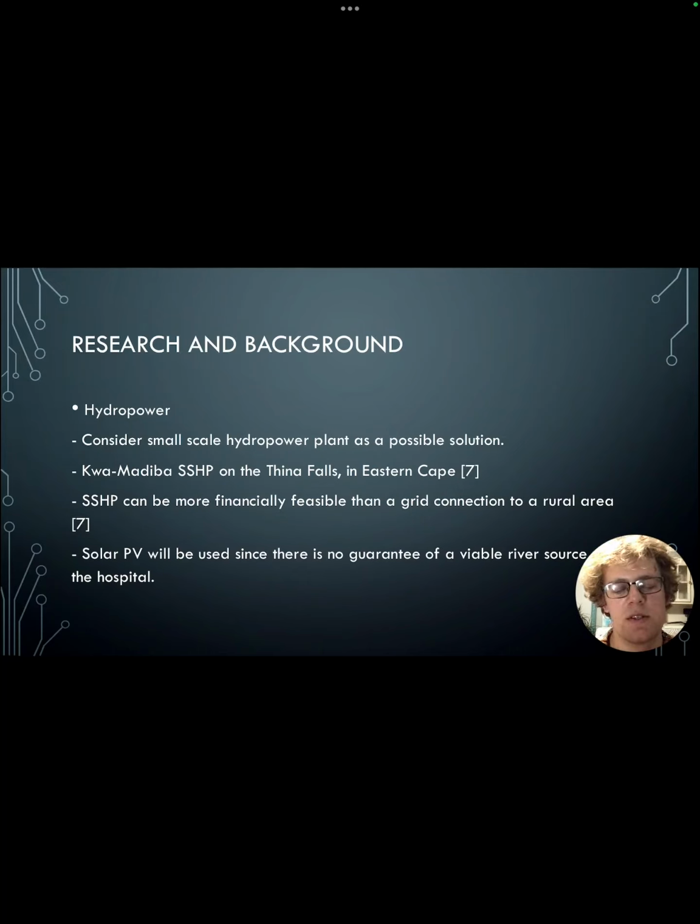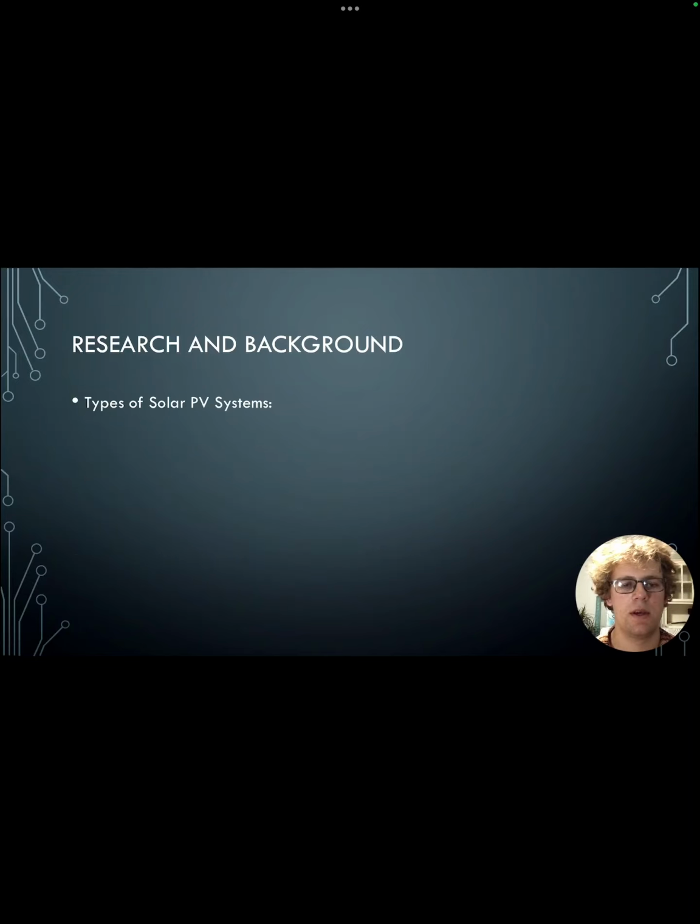Solar PV will be used since there is no guarantee of a viable river source near the hospital. The reason for choosing solar for this project, ultimately in the end, solar PV was chosen, is simply because there was no specification provided that there is in fact a viable source of water or river flow near the rural hospital that's being designed for. But we do know that there are good sun hours in South Africa, and particularly in the Eastern Cape. So solar would be a viable option.